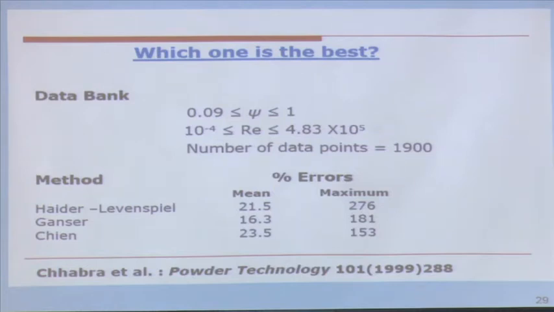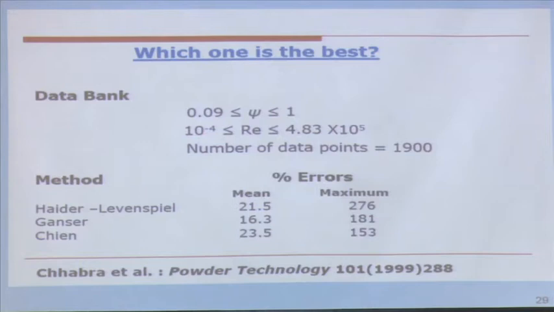Please don't look at the mean value only. You look at where the mean varies from and to. What is the lowest value and what is the highest value of that error? That is a very, very important message, irrespective of which area you will be working in. And you look at Hyder and Levenspiel, maximum error was 276%.